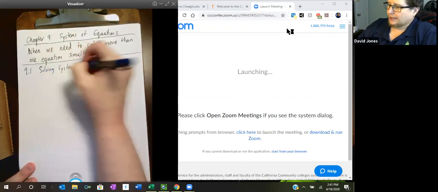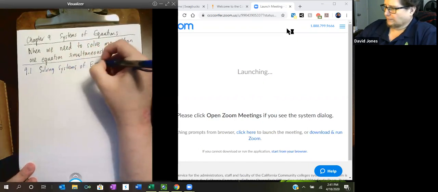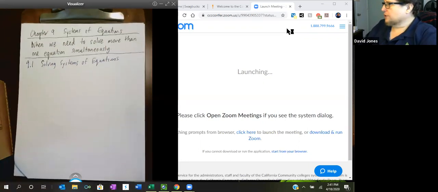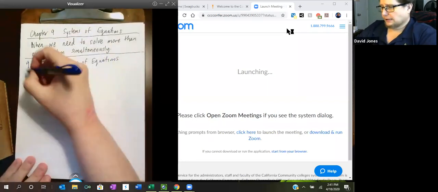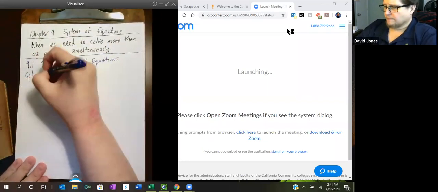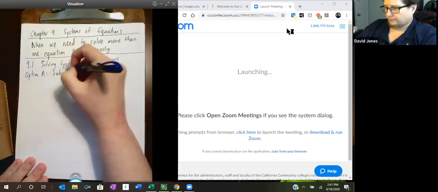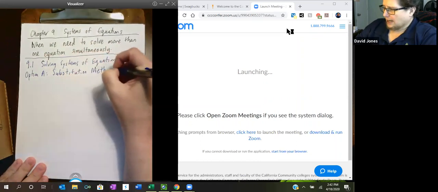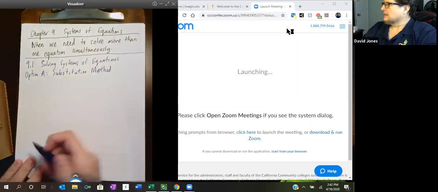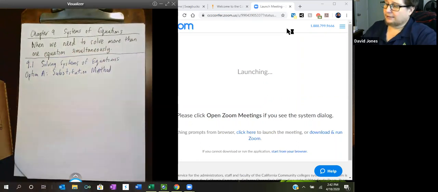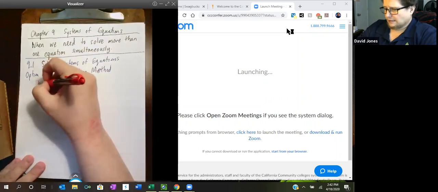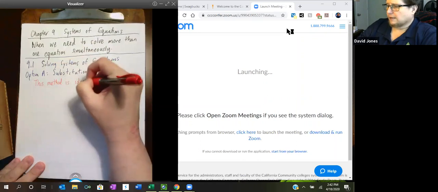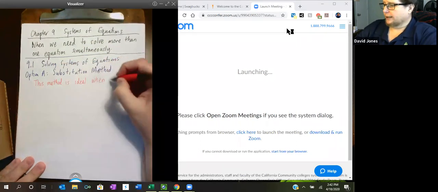It's a good old-fashioned way. One option we had was using substitution. Option A is the substitution method. And this method is ideal when one of the coefficients is 1.